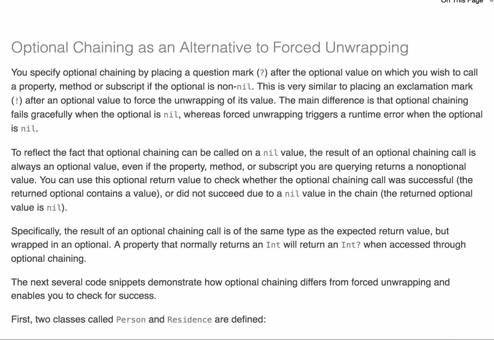If you don't know what optionals are, you should first look at my tutorial on optionals. Optional chaining is an alternative to forced unwrapping. You specify optional chaining by placing a question mark after the optional value on which you wish to call a property, method, or subscript. If the optional is not nil, this is very similar to placing an exclamation mark after an optional value to force the unwrapping of its value. The main difference is that optional chaining fails gracefully when the optional is nil, whereas forced unwrapping triggers a runtime error when the optional is nil.